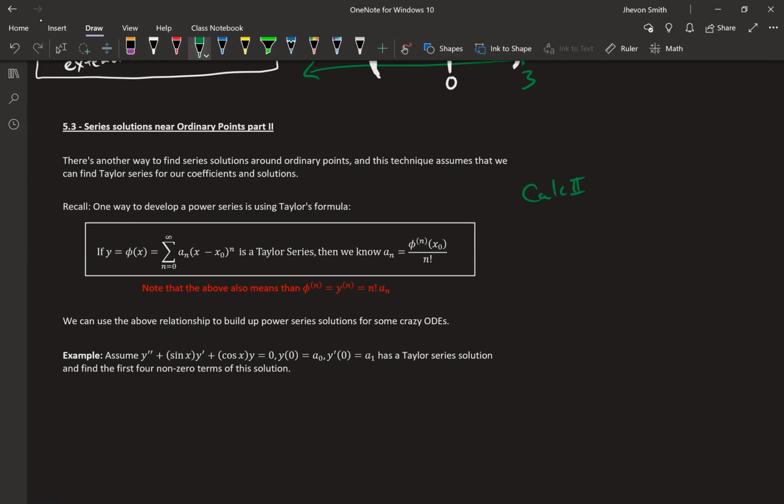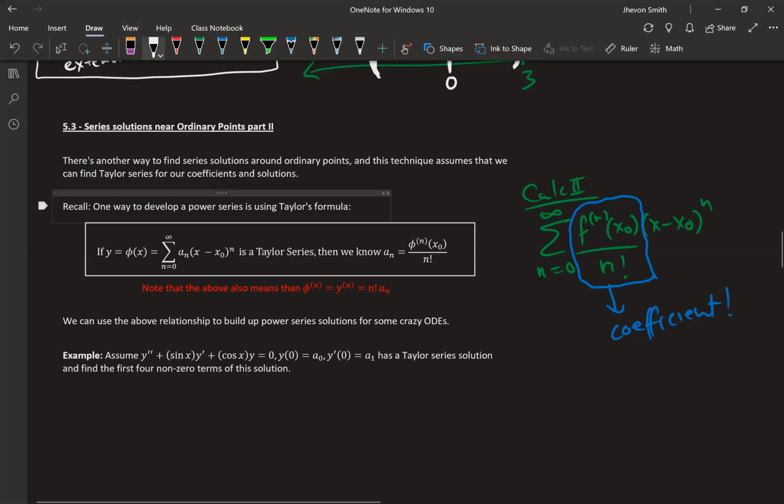So from Calc 2, you kind of looked at it as the series of f to the nth derivative at x naught, times (x minus x naught) to the n over n factorial. This was what we got for a Taylor series. So this guy here is your coefficient. Right? And so that's how you can find a coefficient.